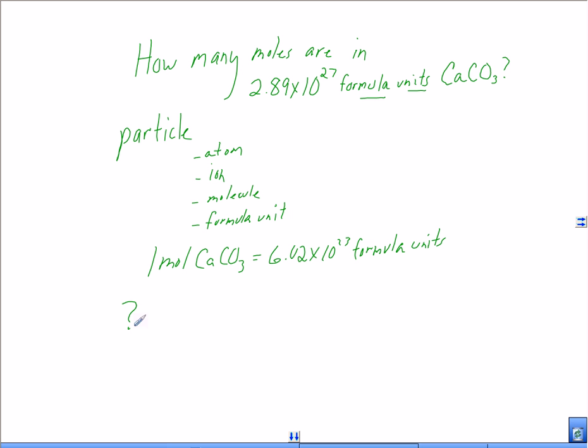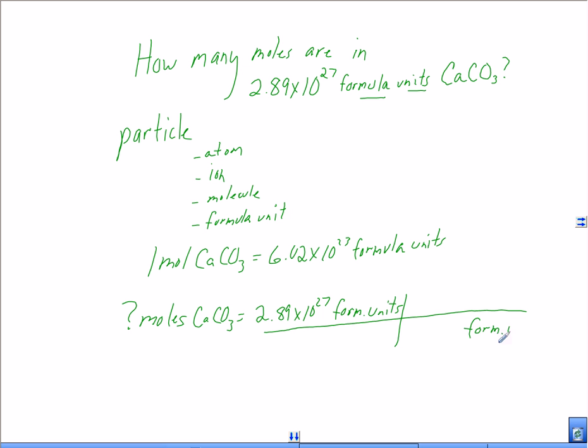All right, so I'm going to set up my brackets. I'm trying to find moles of calcium carbonate, and the given value is 2.89 times 10 to the 27th formula units. I'm just going to abbreviate formula units, form units. Alright, so we're going to make our brackets. We want to cancel formula units out, so I'm going to put that on the bottom, my denominator position. And we want to find moles, so moles is going to go up on top in my numerator.